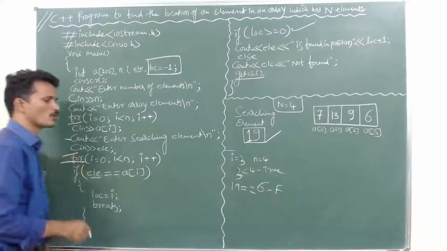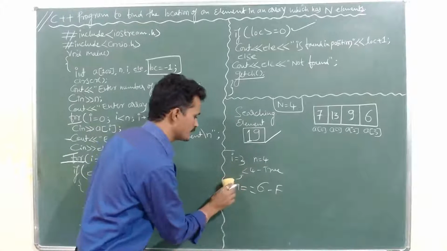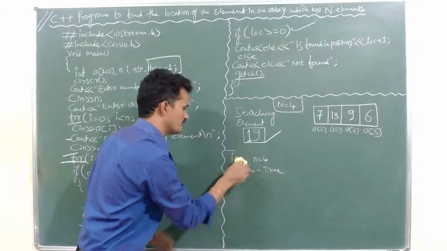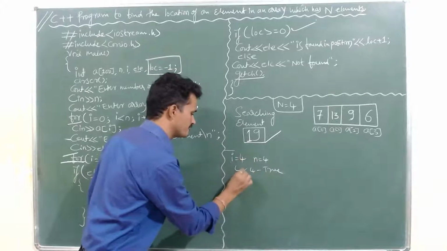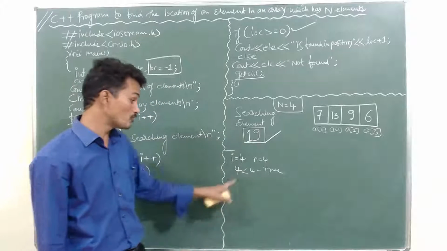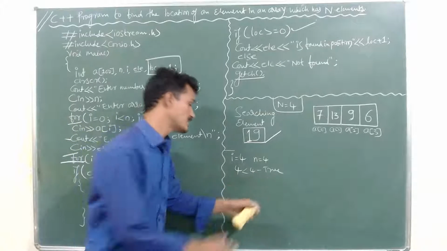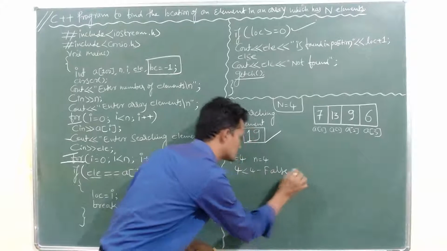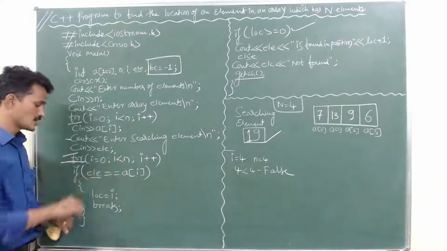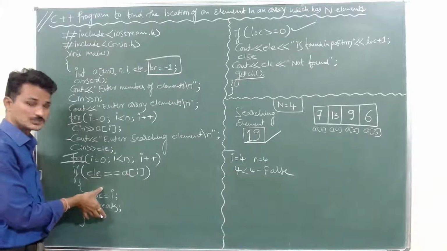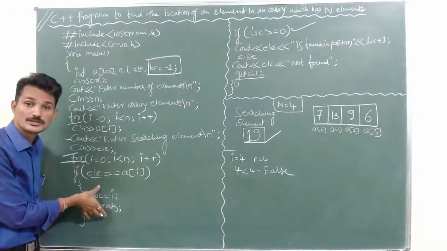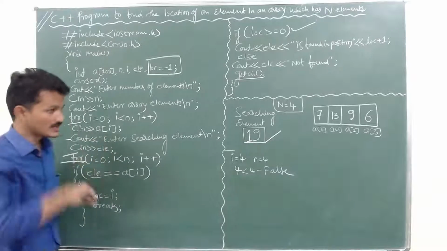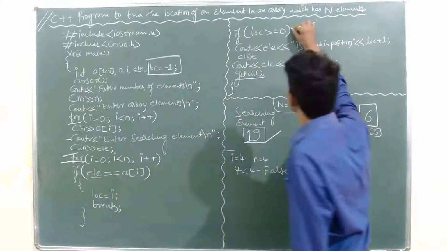Again it goes to the for loop and i gets increased by 1. So it becomes 4. Last time 3, this time 4. 4 is less than 4, condition false. When this condition is false, it comes out. We won't execute these two sets of statements, because they will execute only when the condition is true. We'll come out of this for loop and we'll execute this.